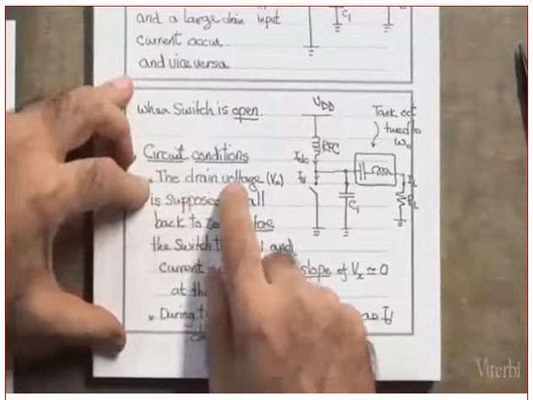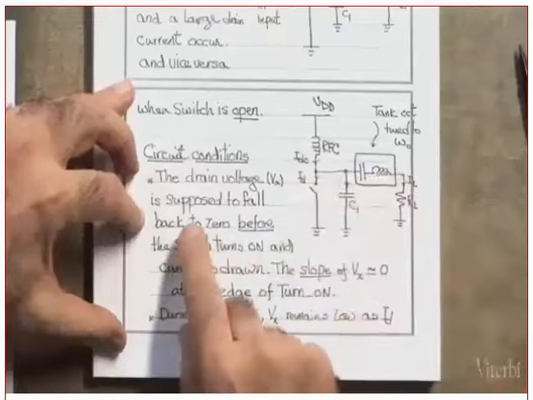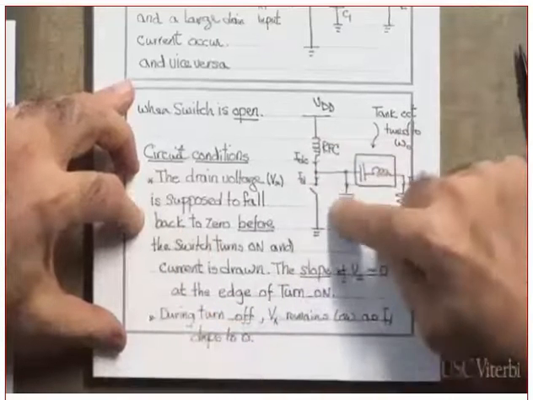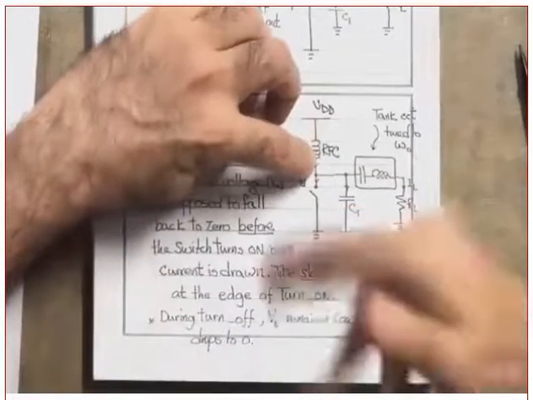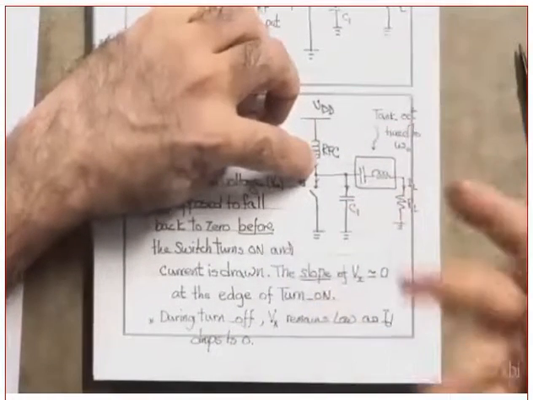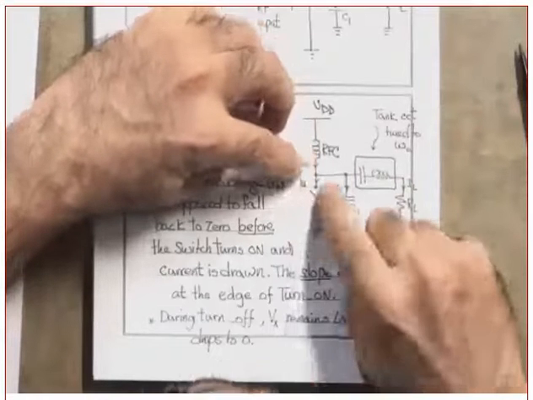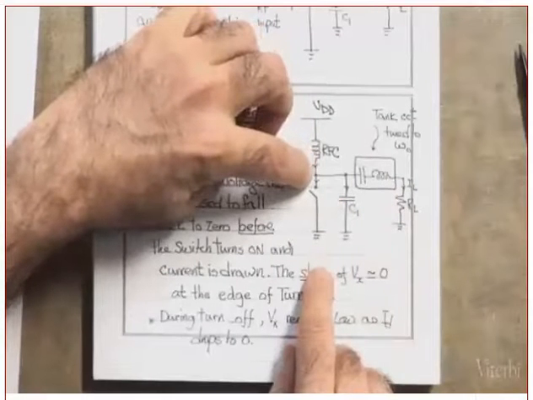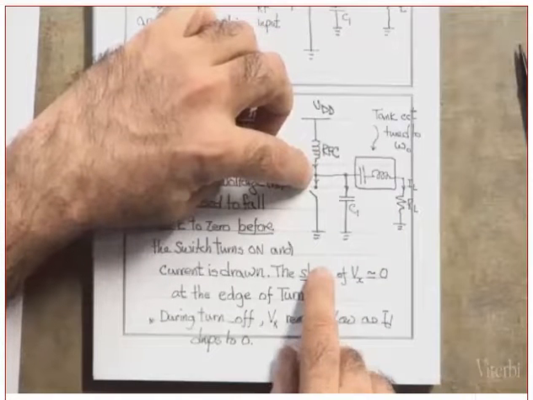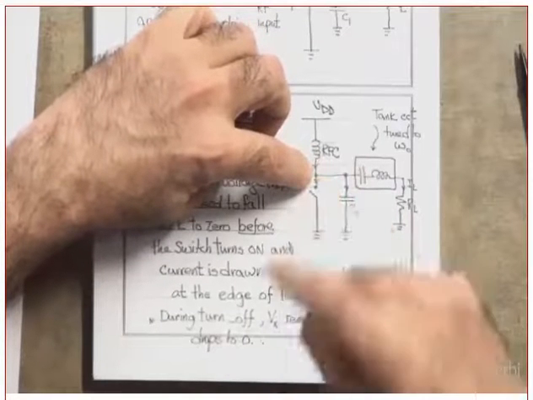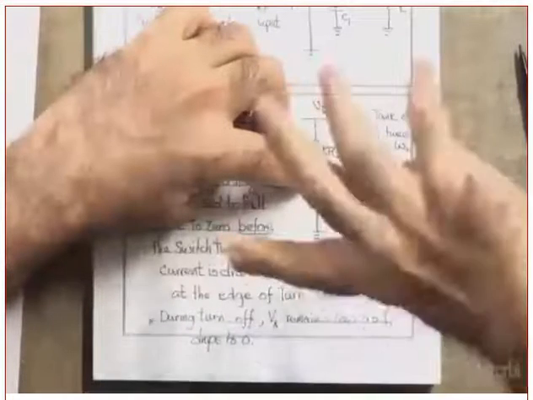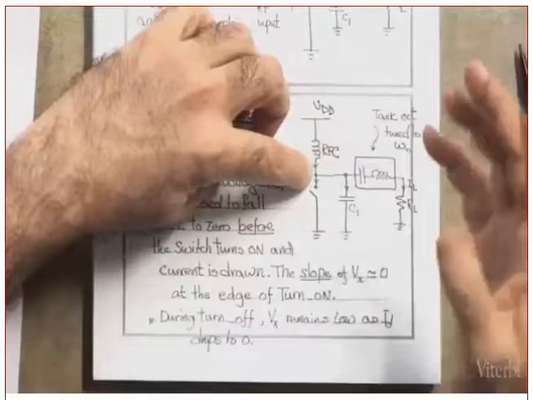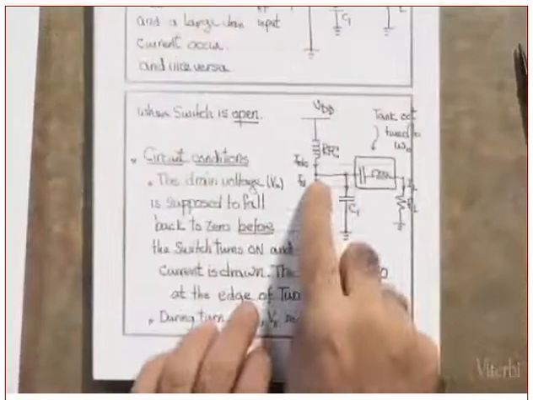I want the drain voltage, which is Vx, when the transistor is on, when the switch is on, which means this is closed, what should the voltage here be? 0. I would like the voltage here to drop to 0 before the switch goes on. Did you understand that or not? I would like the voltage to go to 0 before the switch goes on.